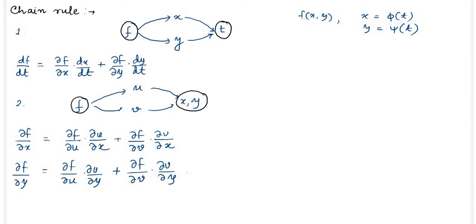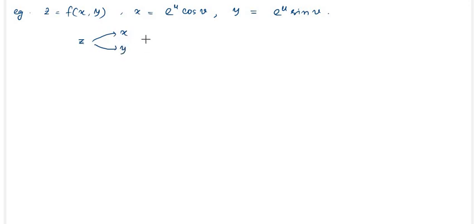Okay, so let us take an example for this. Say we have z equal to a function of x, y, where x is equal to e to the power u into cos v, and y is equal to e to the power u into sin v. So first relate what is given. It is given that z is a function of two variables x and y, and x and y are given functions of two variables u and v. We are asked to find del z/del u and del z/del v.